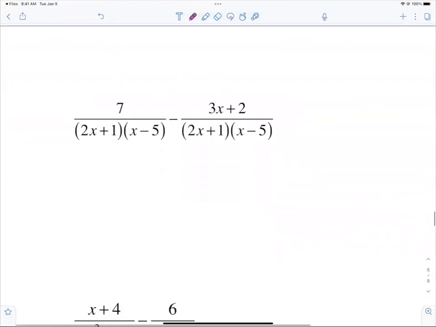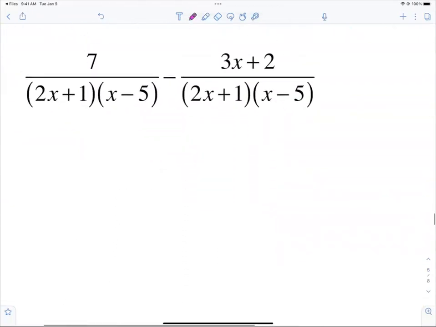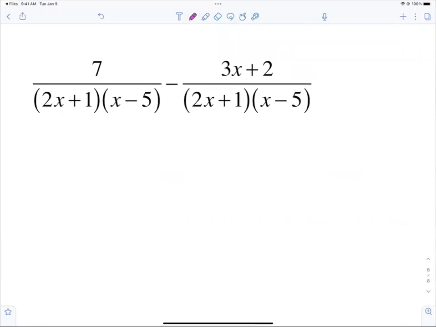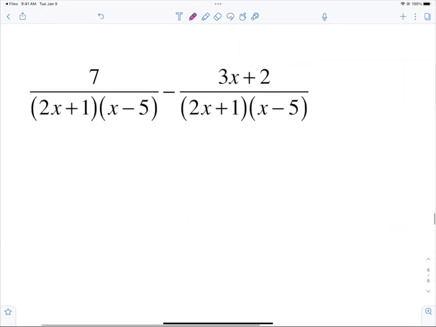Let's see what else. Okay, go to the next page. So now things are starting to look a little bit more complicated, but it's actually a pretty simple problem because I gave you the denominators in factored form, and they're the same factors. So they already have a common denominator. What I wanted to point out in this problem, though, I'm subtracting the second ratio from the first. So I've got this negative sign right here.